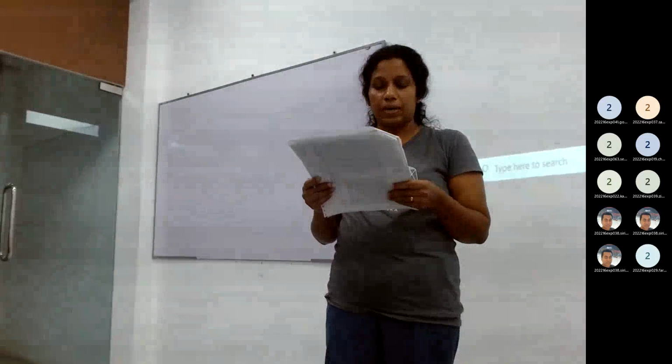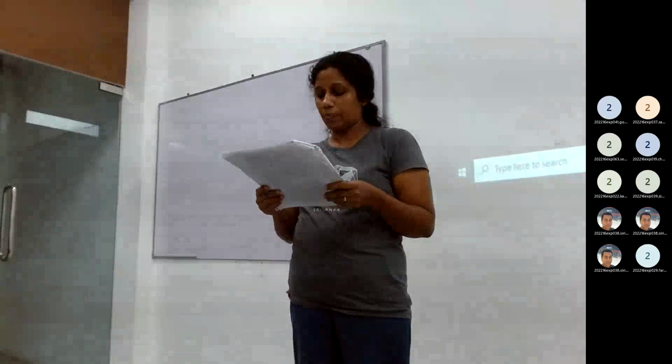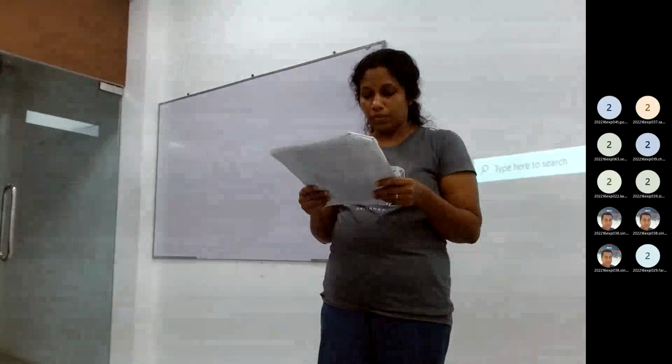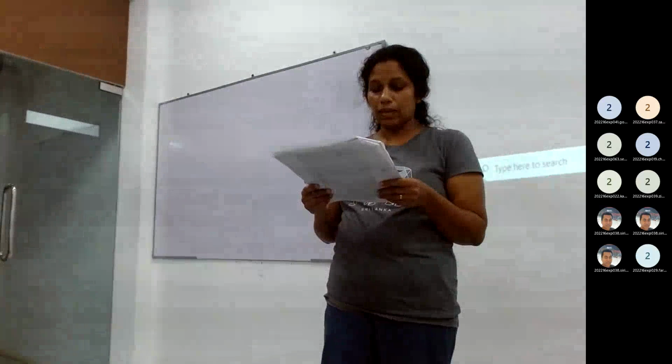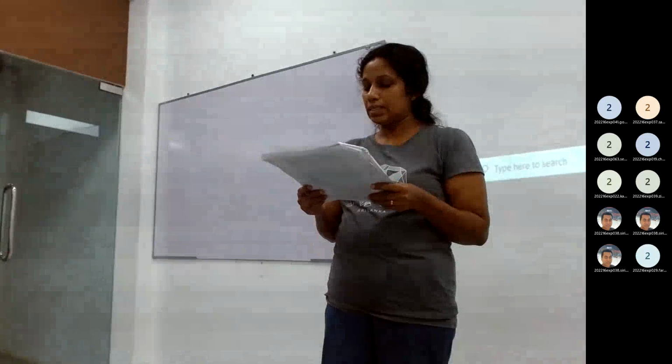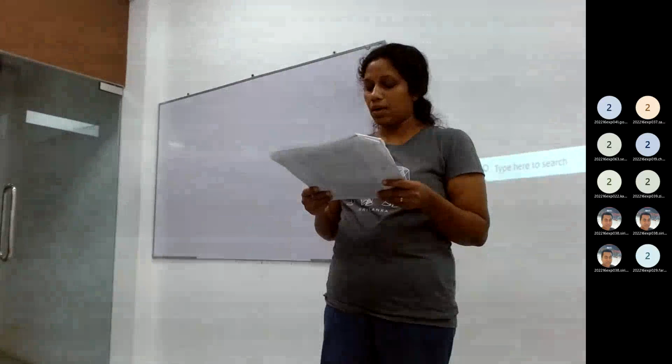Next one, factor endowment theory. This theory explains that countries with abundant and cheap labor should specialize in labor intensive products. For example, China is known for its labor intensive manufacturing industries such as textiles and electronics, while the United States is known for its capital intensive industries such as pharmaceuticals.